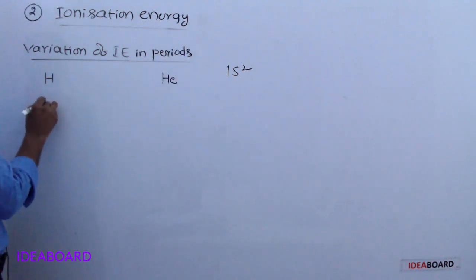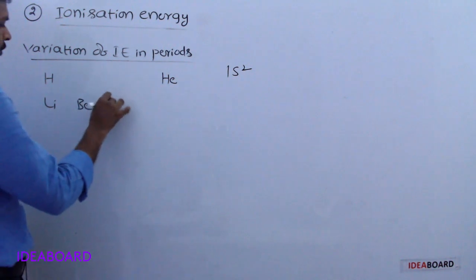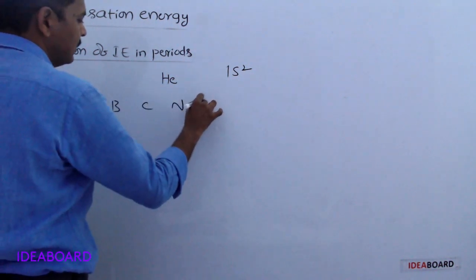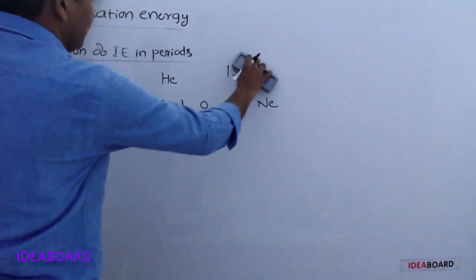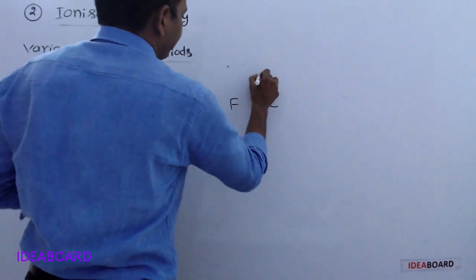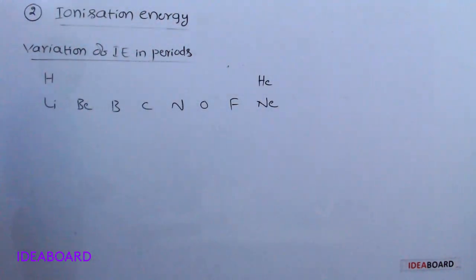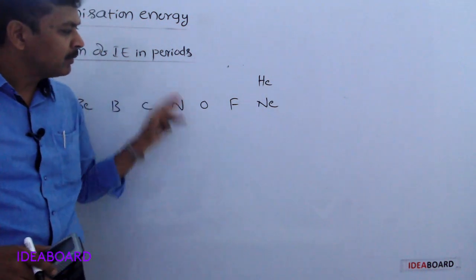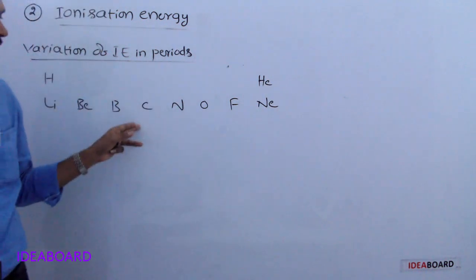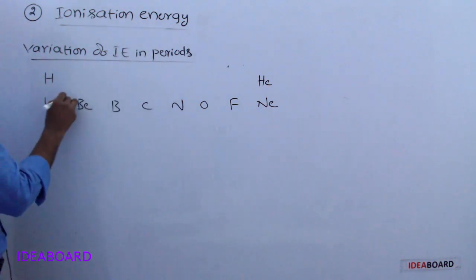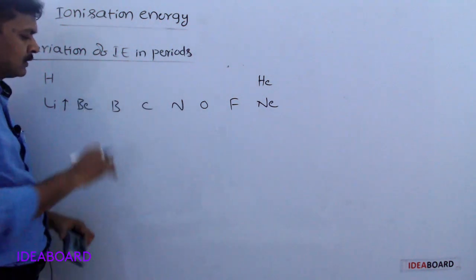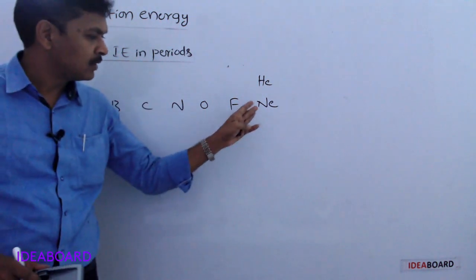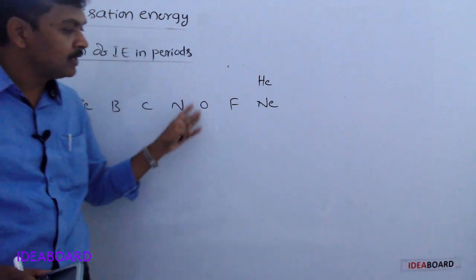Next, let us take second period elements: lithium, beryllium, boron, carbon, nitrogen, oxygen, fluorine, neon. In the second period, left to right, as atomic number increases, atomic size decreases. So as atomic size decreases, IP increases. Lithium to beryllium, IP increases. So in general, left to right, IP increases.